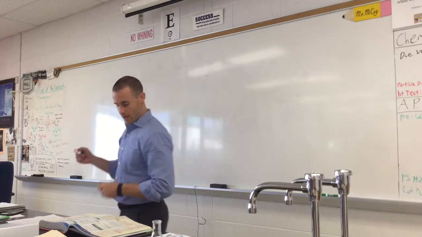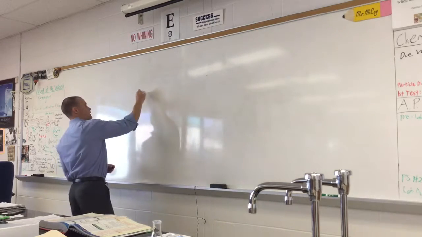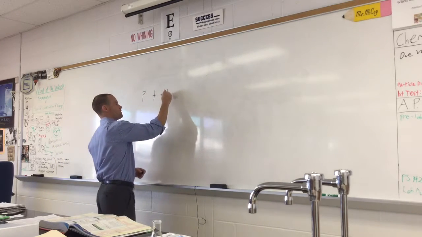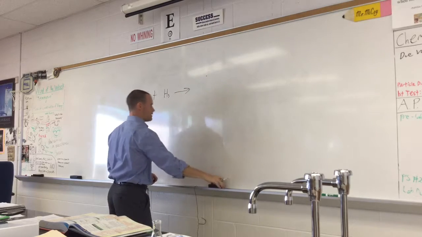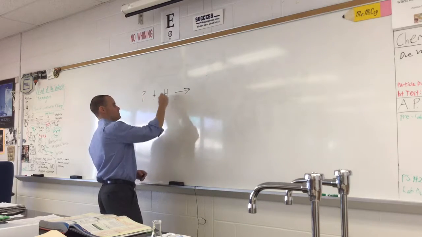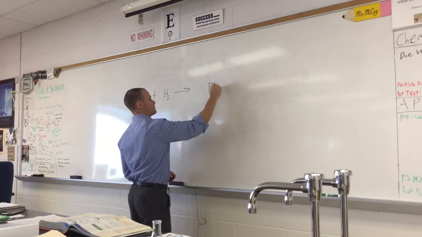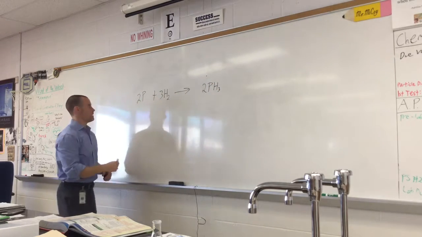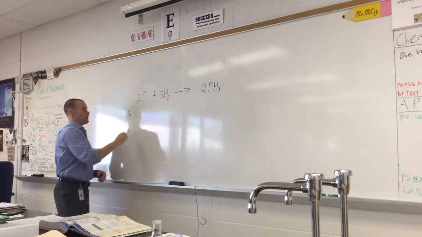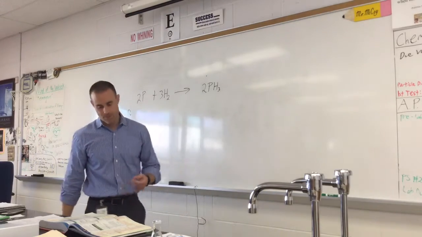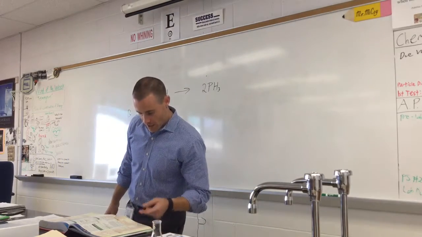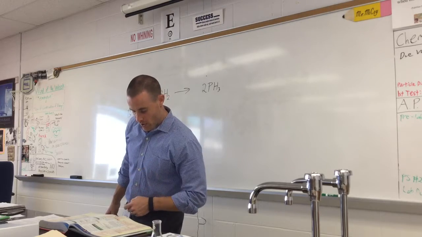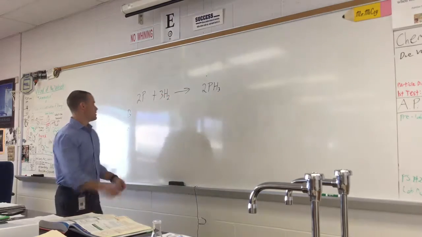All right, so what do we have? Phosphorus, and we have hydrogen. H2. We get PH3. We need 2 of those, 3 of those, and 2 of those. All right, we have before and we have after. So here we go. Phosphorus combines, let's see, 123.9 grams of phosphorus.